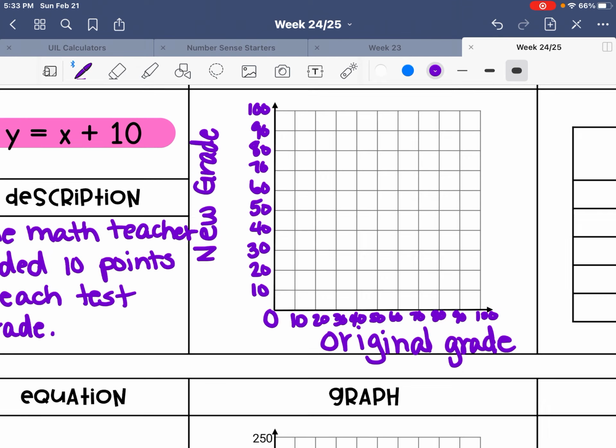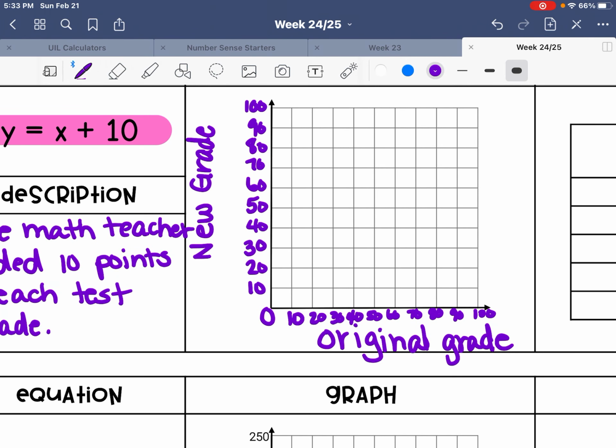And we graph that. If you made a 0 on that test and the teacher adds 10 points to your grade, then you're going to have a 10 for grade. If you make a 10 on the test, let's hope that doesn't happen, now your new grade's at 20. And as you can see, that line's going to go up in a straight diagonal all the way. And if we had a bigger graph, it would go all the way up to 110, because if you made 100 on the test, you'd now have a grade of 110.